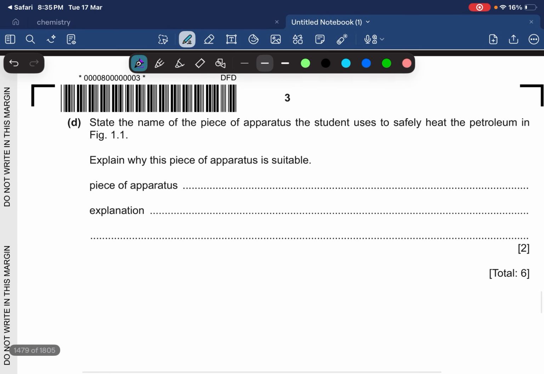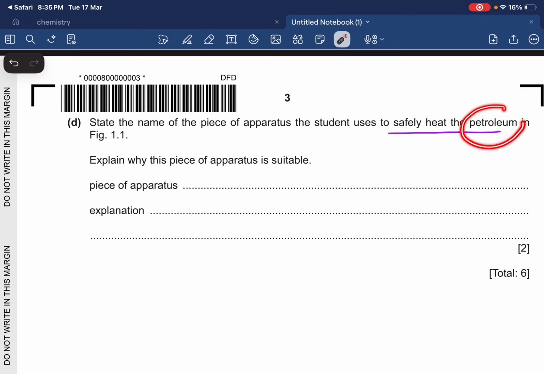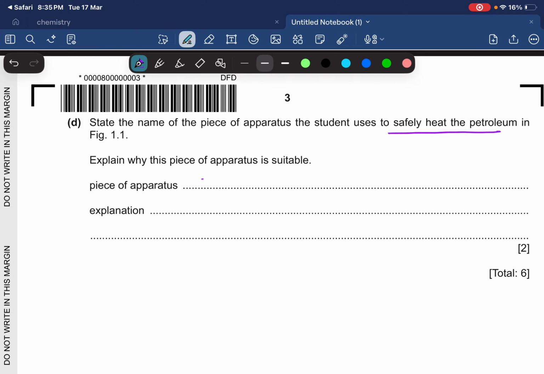State the name of the apparatus the student uses to safely heat the petroleum. Petroleum is an oil, so it's flammable. Whenever we're dealing with flammable things like ethanol, propanol or petroleum, we don't heat them directly. We use an electric heater, because the contents of petroleum are flammable. Whenever we use something flammable, we use this.